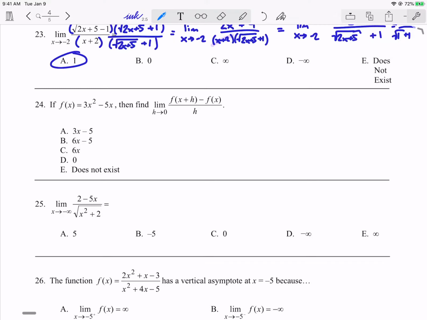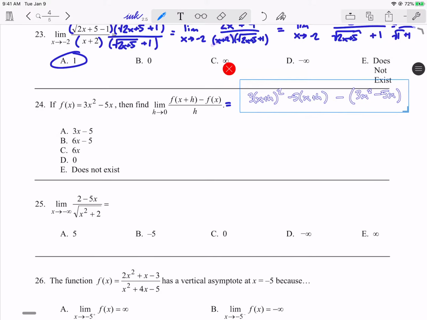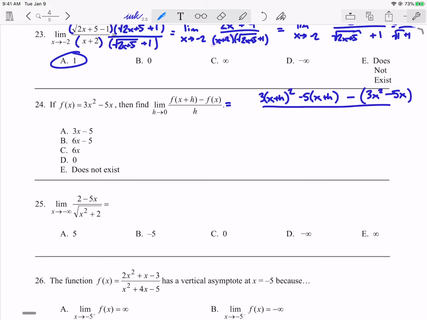Next one, we've got to compute what's called the difference quotient. So I've got to replace x with x plus h for the first part. And then I've got to subtract the original function. So minus 3x squared minus 5x. But notice I put parentheses, so I'm sure to distribute. And then, of course, I'm actually evaluating the limit of that. So I should continue to write the limit as h goes to 0.